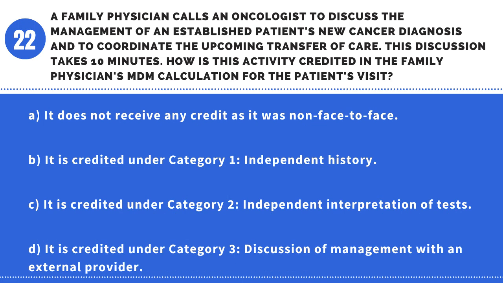Question 22. A family physician calls an oncologist to discuss the management of an established patient's new cancer diagnosis and to coordinate the upcoming transfer of care. This discussion takes 10 minutes. How is this activity credited in the family physician's MDM calculation for the patient's visit?